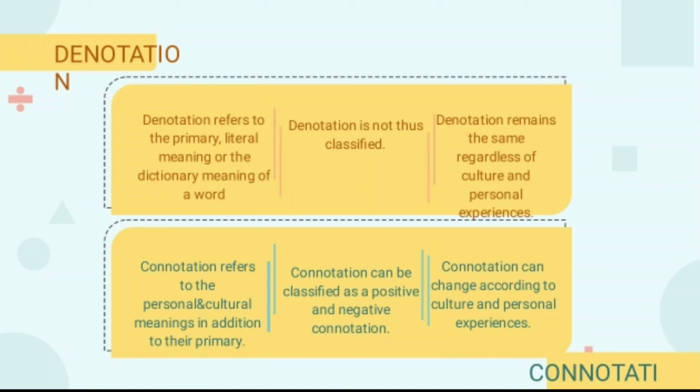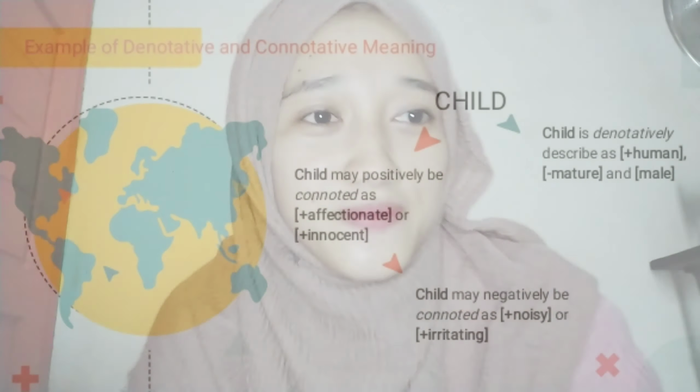Hope you guys can differentiate between denotation and connotation, because the thing you should remember is that denotation is a word that you find in the dictionary. Okay guys, before we talk about the example of denotative and connotative meaning, as I explained to you, connotative meaning can be classified as positive and negative. So let's see how connotation can be positive and negative meaning.